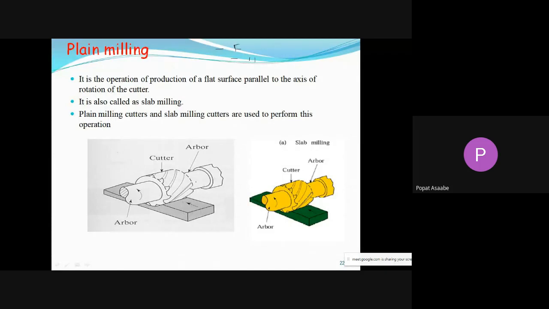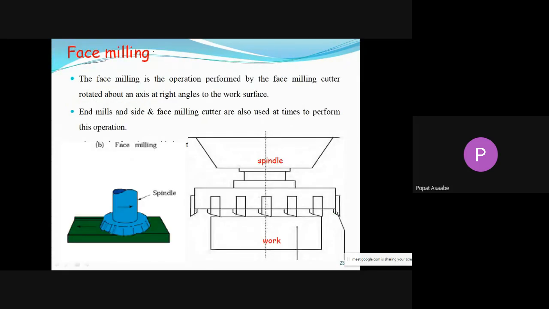Then face milling. It is similar to plain milling, but the difference is that in face milling, whatever cutter we are using, the axis of the cutter is perpendicular to the surface of your workpiece, and it is also used to produce a flat surface on the face of your workpiece. Simple. And here we can use the end mill as a face milling cutter.